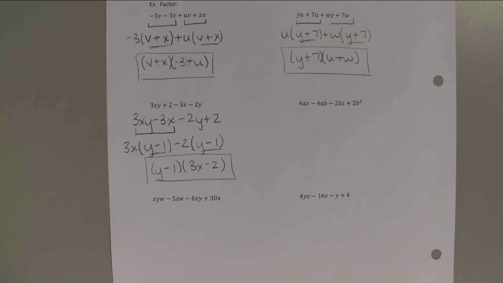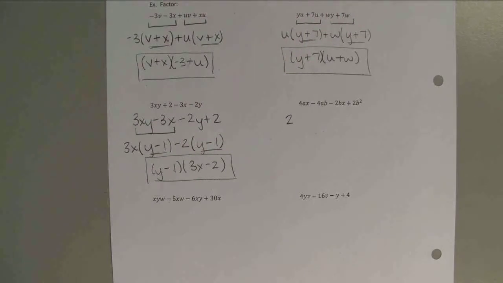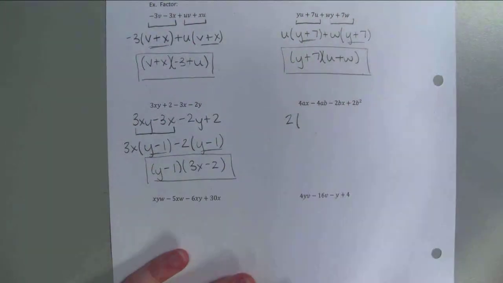So looking at those 4 terms, let's put cell phones away. Looking at those 4 terms, what number and what variable can we factor out of all of them? A 2. Is there a variable that all 3 of them or 4 of them have? No, so it's just a 2. So when we factor out the 2, it's from everybody.